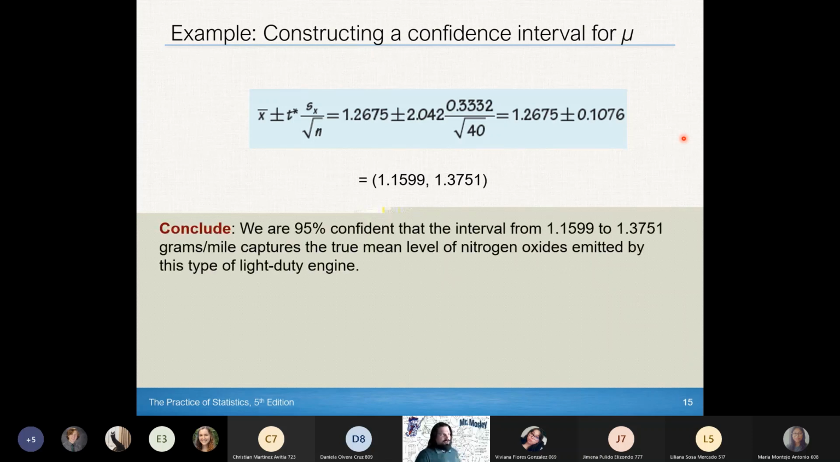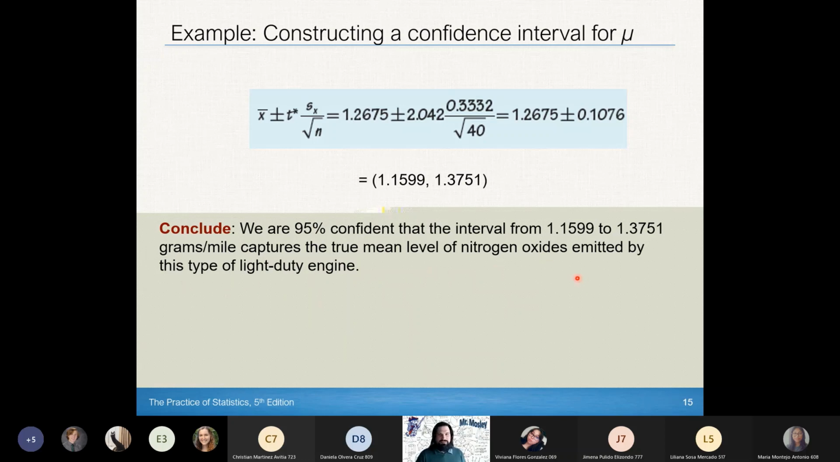Done our math, we can now write our conclusion, which is absolutely necessary. You must do the conclusion statement. Right? We are 95% confident that the interval from 1.1599 to 1.3751 grams per mile captures the true mean level of nitrogen oxides emitted by this type of light-duty engine. And we're just using the sentence frame that we saw in 8.1. We are 95% confident that the interval from blank to blank, provide your unit of measure, this is grams per mile, captures the true mean level of nitrogen oxides emitted by this type of light-duty engine.